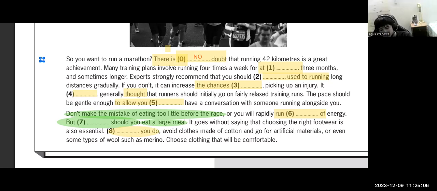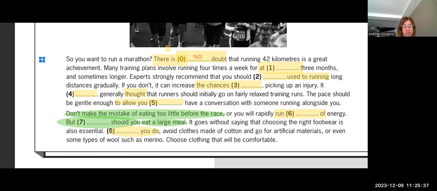The chances of. Very good. So in this case it's a dependent preposition. You always say "the chances of," and then remember we say a verb with -ing. What about number four? It is generally thought. Very good. The "generally" is here because they added more information. But the phrase that you need to remember is "it is thought," right? That is this impersonal passive voice.